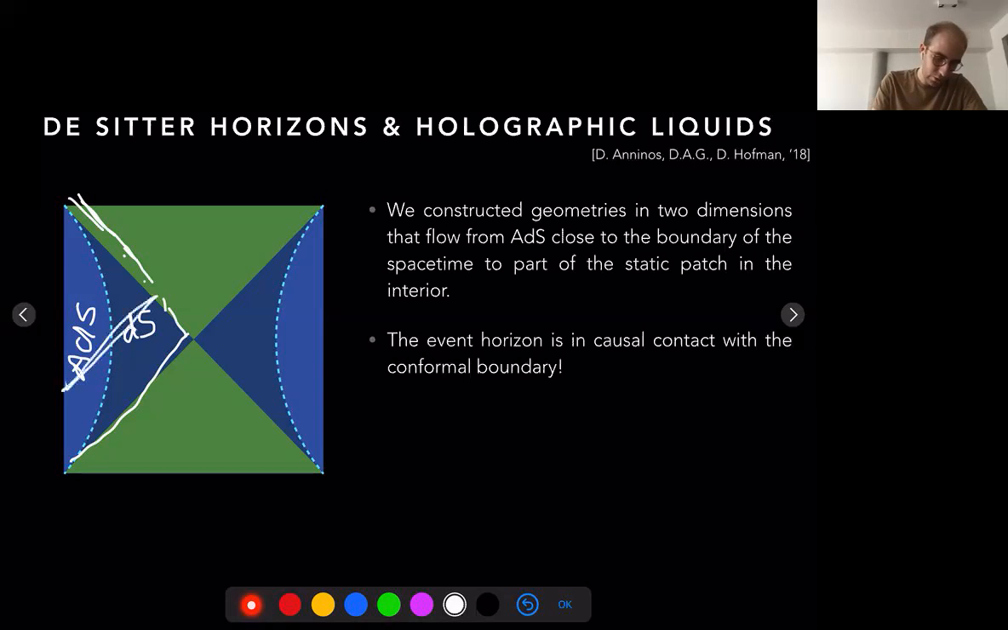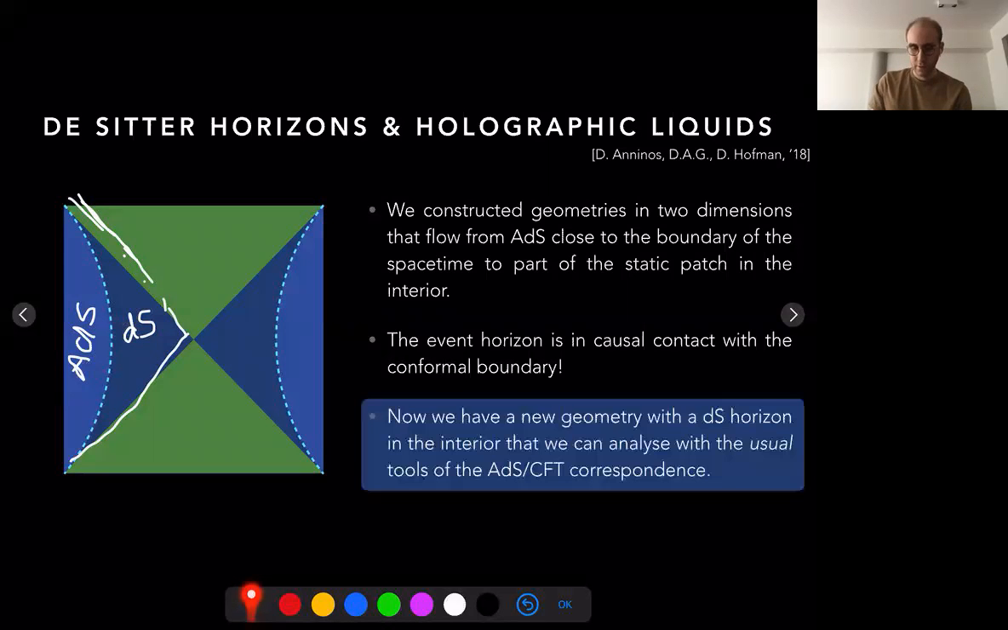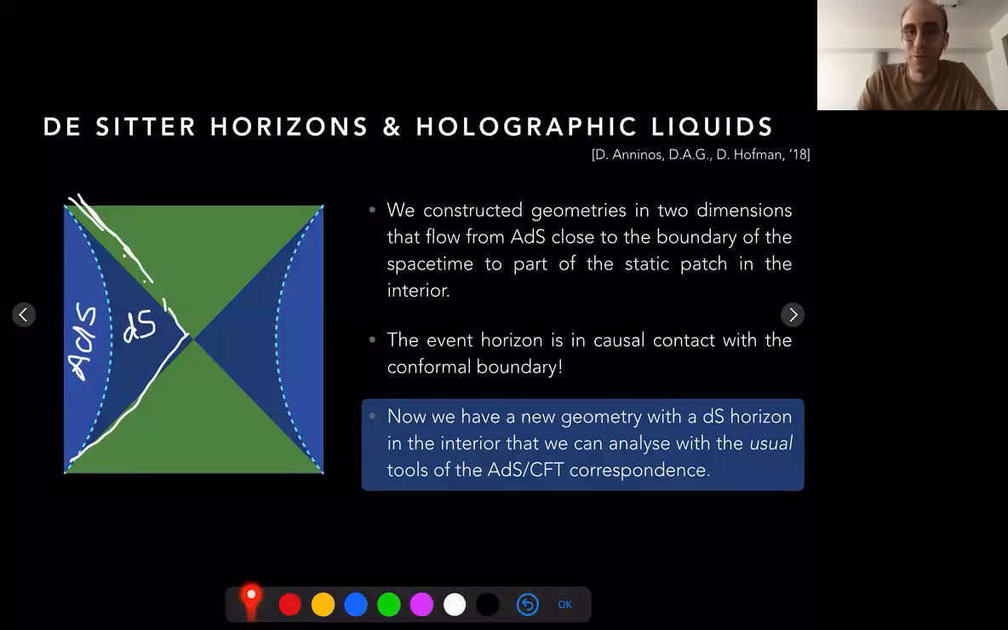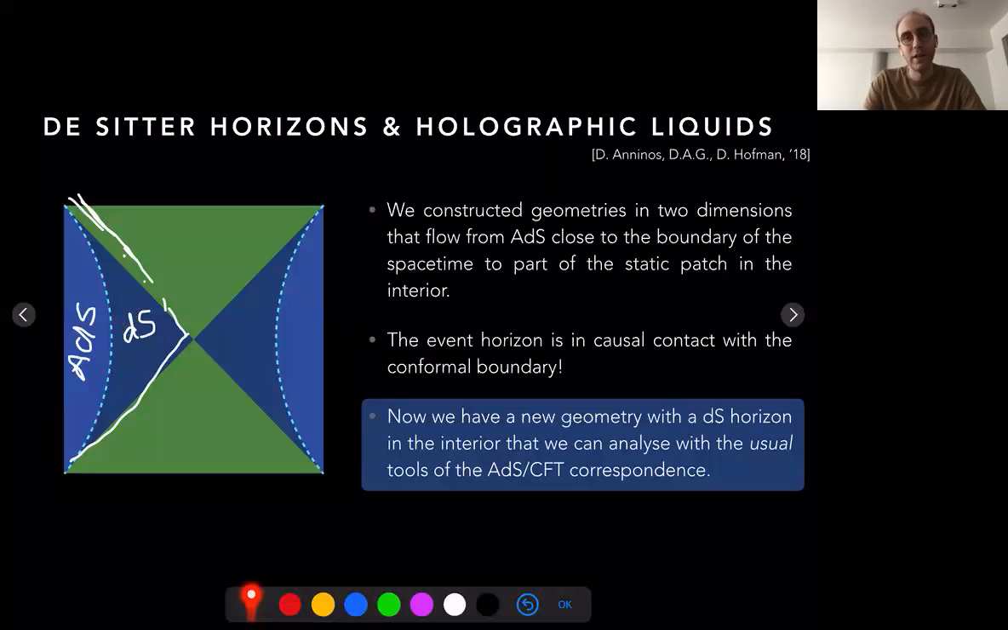So we can access the event horizon from the boundary of ADS. Okay, and with this, now we can start doing different experiments and trying to characterize the CENTAUR horizon and see how this is different from the usual black hole horizon.